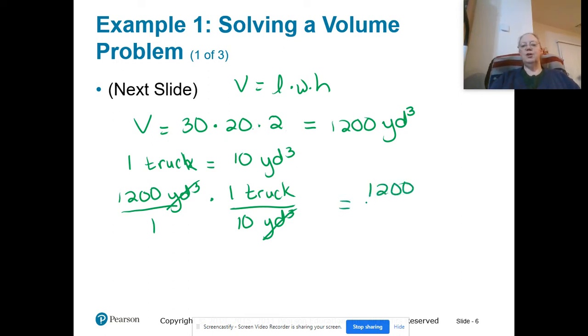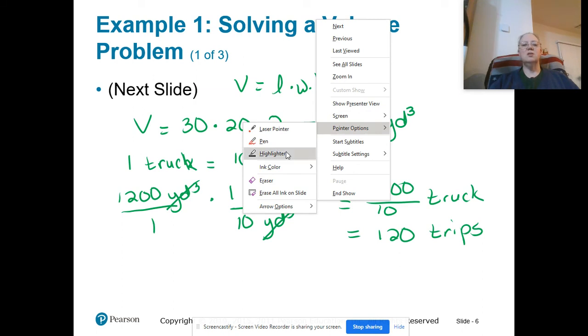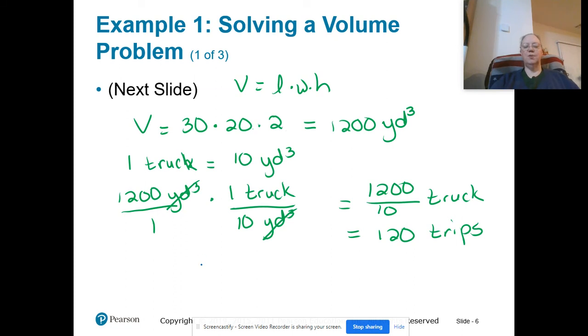So 1,200, and we divide, and that gives me 120 trips. Okay. Then it said that one trip was, I finally figured out how to change the color. Okay, so it said one trip costs $35.